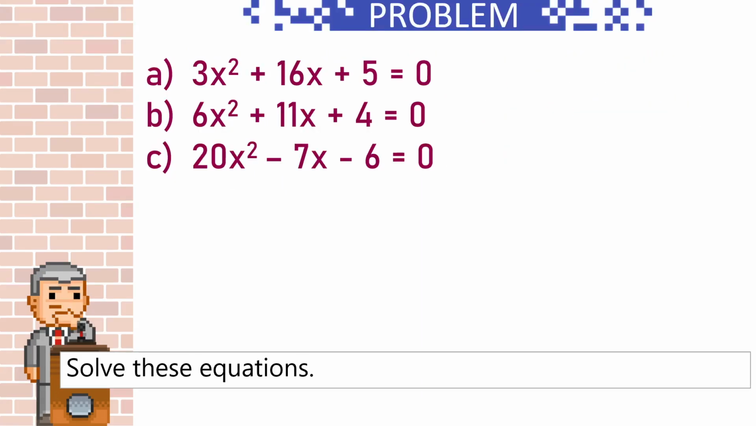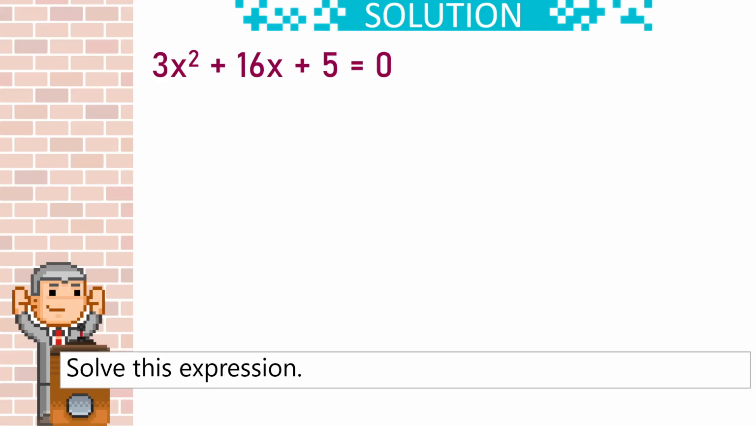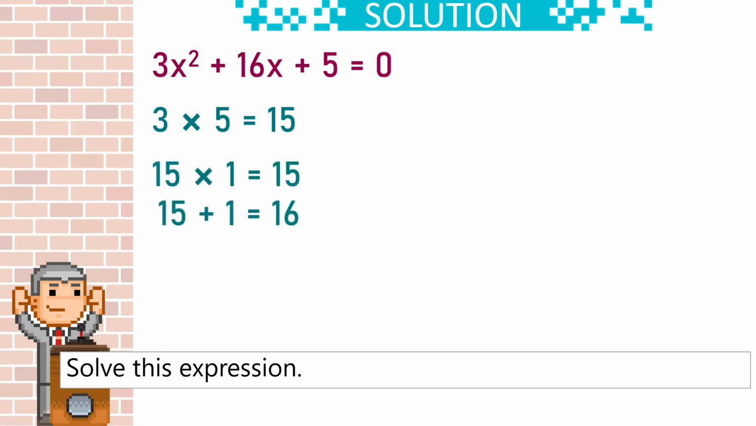Let's have a look at these questions. To solve, we need to first of all factorise the quadratic. So we're going to multiply the coefficient of the x squared by the number term, the 3 by the 5, which gives us 15. We need two numbers that add together to make the coefficient of the x, which is 16, and times together to make the 15, which is nice and easy because it will just be 15 and 1.